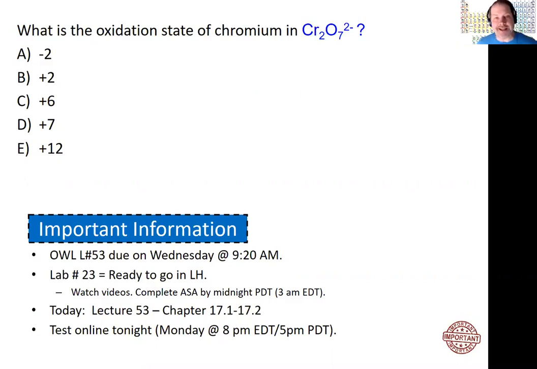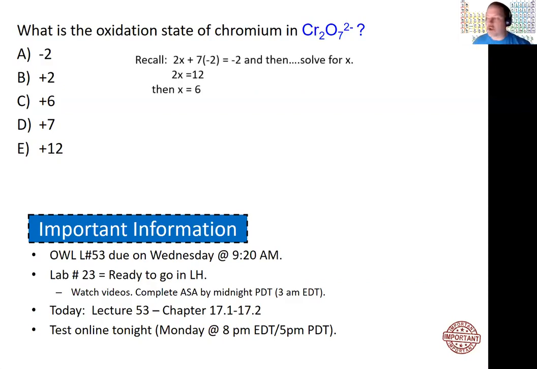This is the dichromate ion. Can you tell and figure out what is the oxidation state? Might be good just to pause the video, make a guess. All right, hopefully you made a guess and were able to calculate what it is. The oxidation state, this is how I would determine it.